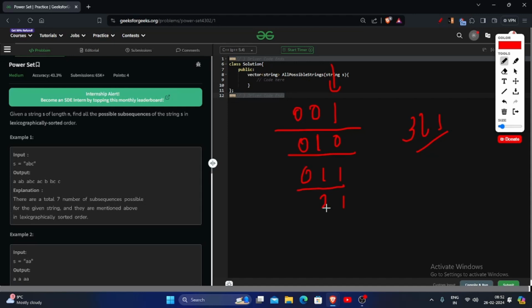What if I have to take all the 3 characters in ABC? Then 1, 1, 1, because I want to take all the 3 characters. So every character index needs to be set. Since here we are given the string ABC, the number of possibilities through which we can generate a subsequence of length 3 would be 2 raised to the power 3 minus 1. That is 2 raised to the power 3, 8, minus 1. That would give us 7.